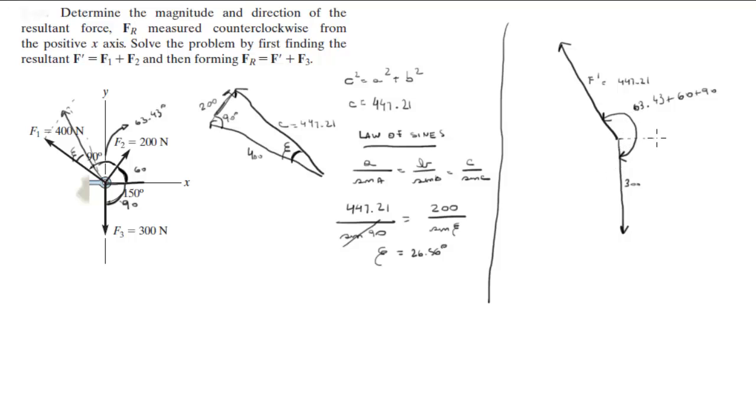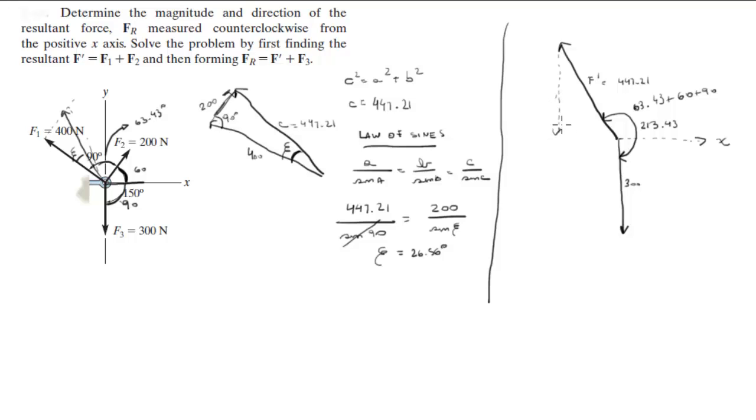Actually, let me put it that way too. That's the x-axis. So 60 plus 90 is 150, plus 63.43, you get 213.43. Now, since we know this angle and we know this force and this force, we can redraw this force to do our parallelogram.